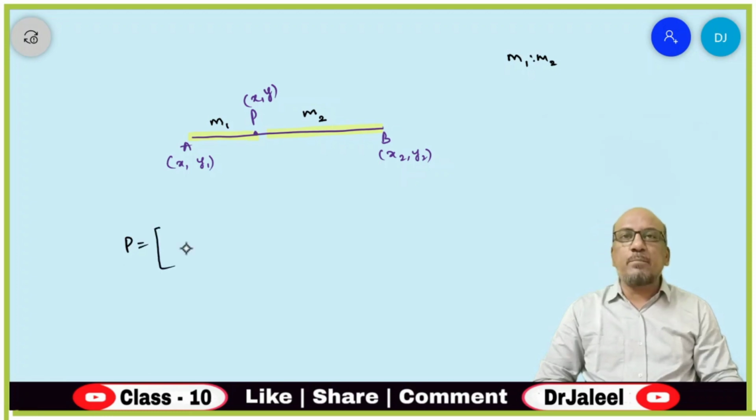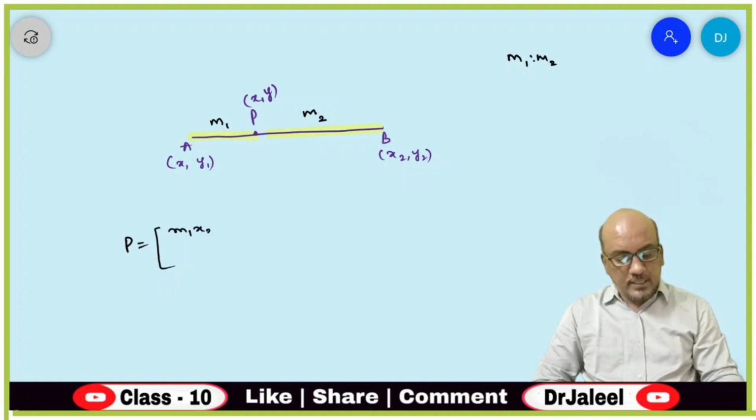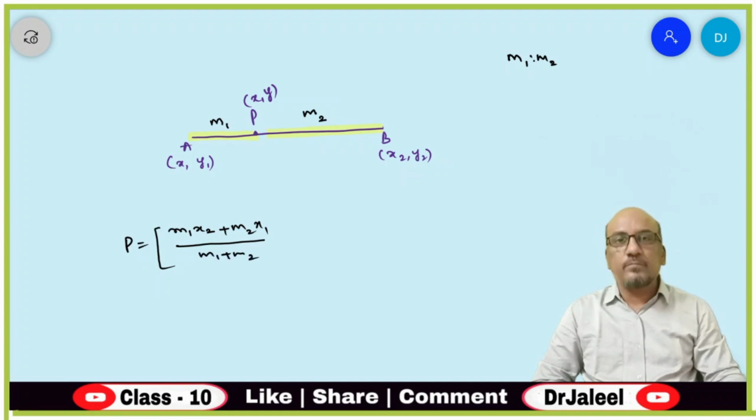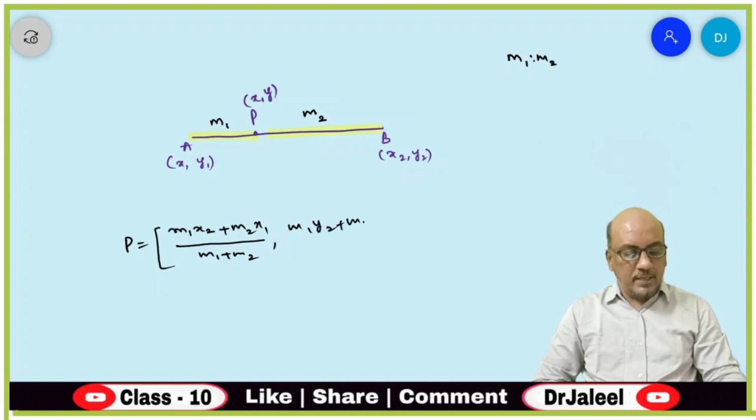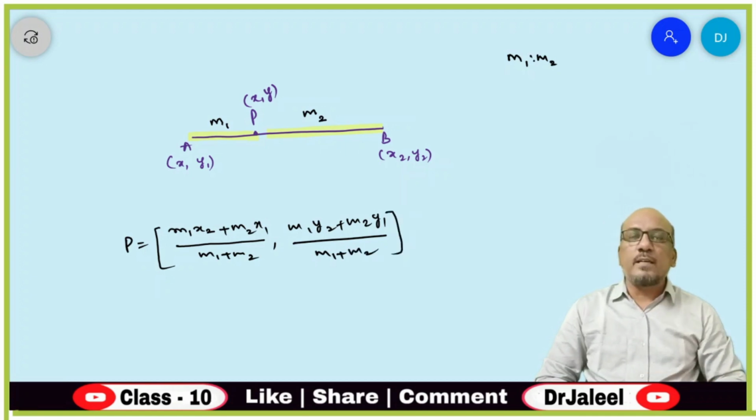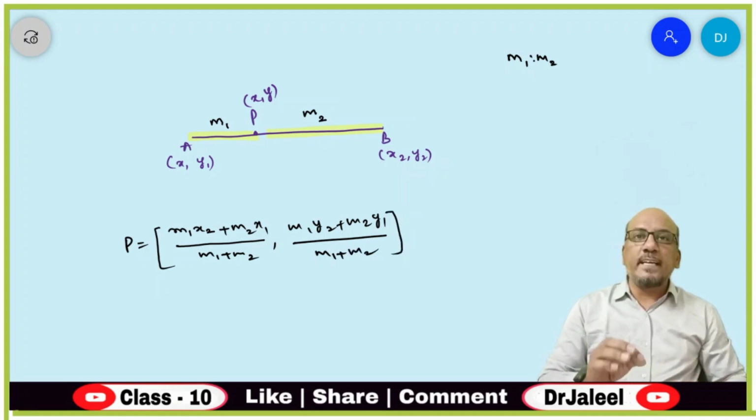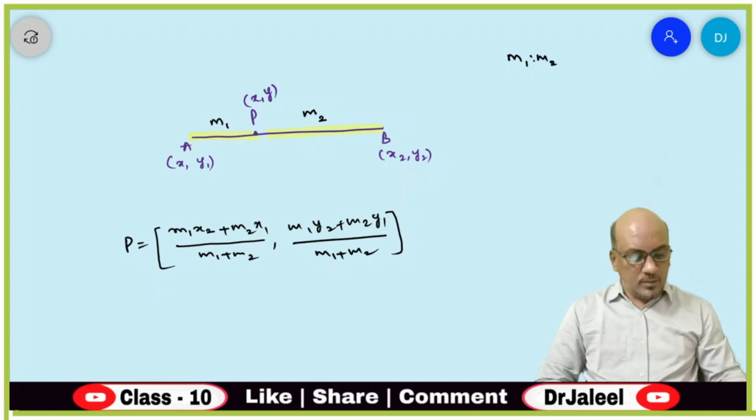So now P's coordinates. Here the section point is nothing but P. P's coordinates are (M1 x2 plus M2 x1) by (M1 plus M2), comma, (M1 y2 plus M2 y1) by (M1 plus M2). This is called the section formula, to find any point which divides any line segment in a certain ratio. So children, let's prove it.